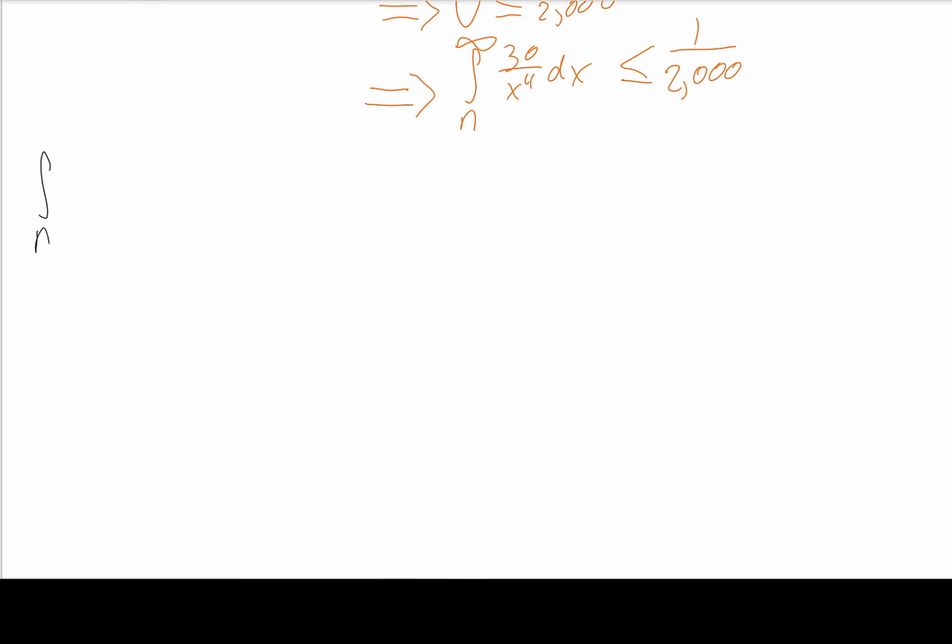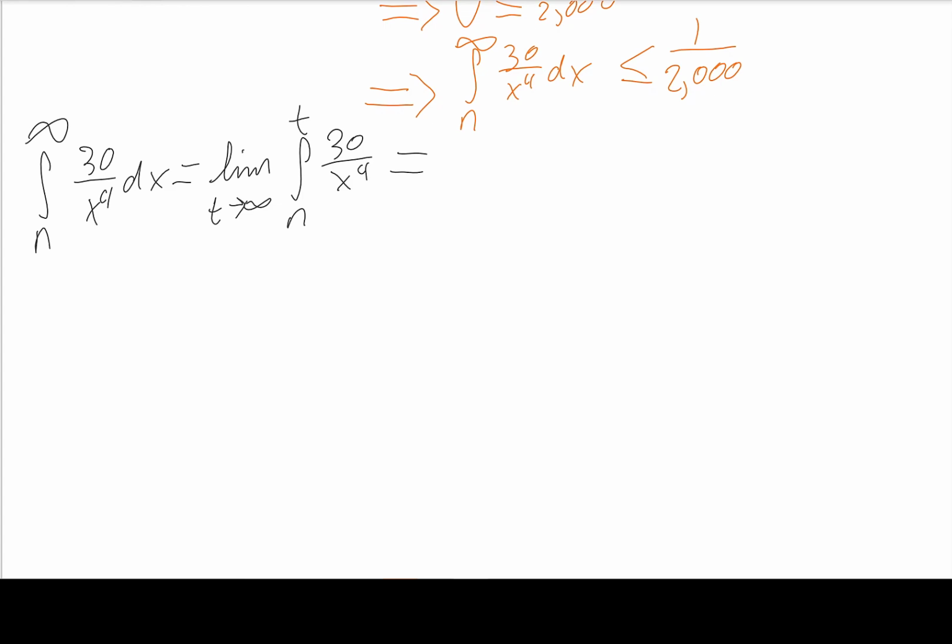So we have that the integral from n to infinity of 30 over x to the fourth dx. So I'll rewrite this as a limit. So it's the limit as t goes to infinity, integral from n to t of 30 over x to the fourth. So I'm going to go ahead and pull out that 30. Okay, so we'll have the integral from n to t of x to the negative fourth. There should have been a dx in here.